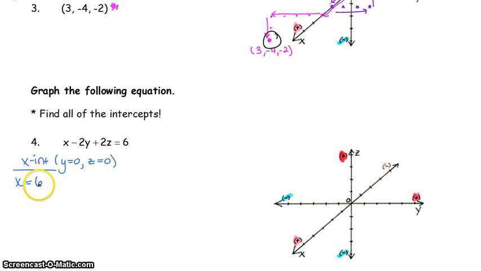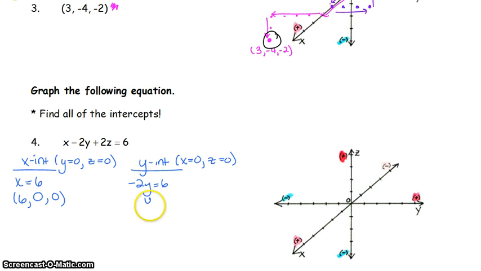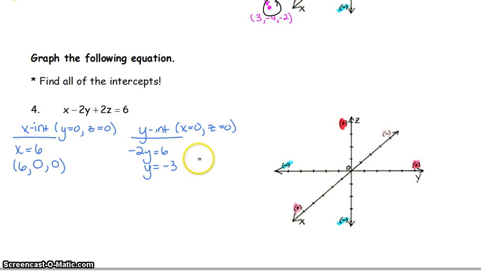So I have x is equal to 6. Just like before, anytime you have an intercept, you always want the coordinates at that point. So this is 6, 0, 0. When I want the y-intercept, I know that the x-coordinate is at 0, and I know that the z-coordinate is at 0. So when I look at the equation, x is gone because that's 0. 2 times 0, that's gone. So I've got a negative 2y equals 6. Y is a negative 3. And yes, you must give me the coordinates. The x is 0, the y is a negative 3, and the z is 0.